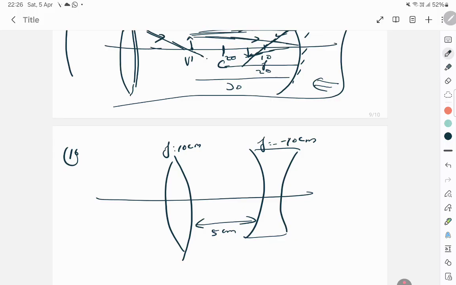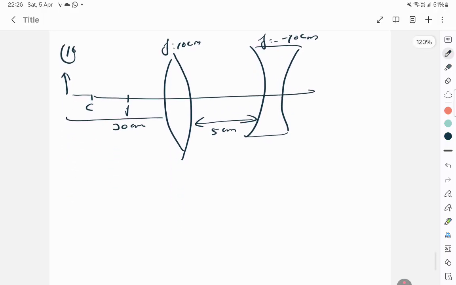If an object is placed 30 centimeter in front of the convex lens, its focal length is 10, means C is 20, and 30 is beyond that. This is C, this is F. So at a distance of 30 centimeter in front of the convex lens, beyond C, it will get refracted and form between C and F on the other side. Find the position of the final image by the combination system.